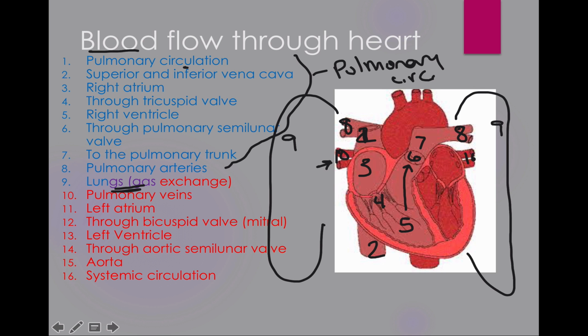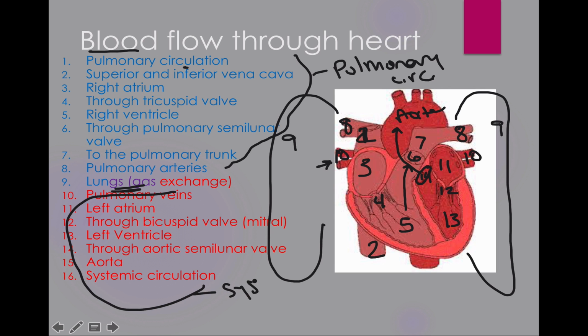So those are number 10. You have them on the right and the left side. Those pulmonary veins are going to dump into the left atrium. They're going to go through the bicuspid or the mitral valve to the left ventricle, which is number 13. And then they're going to go up through, here I'll circle it for you, the aortic semilunar valve, which is number 14. And then you can't see it because it's cut out, but this would go up here to the aorta. All of this is red because it is systemic circulation.